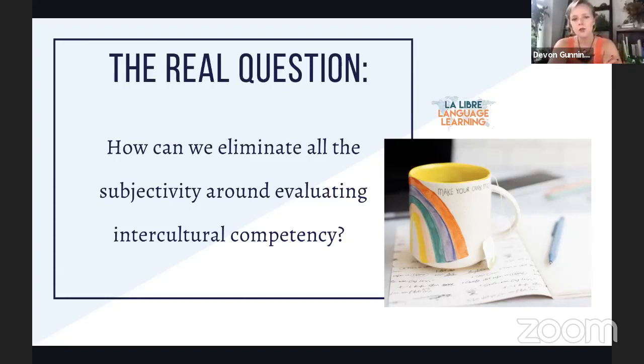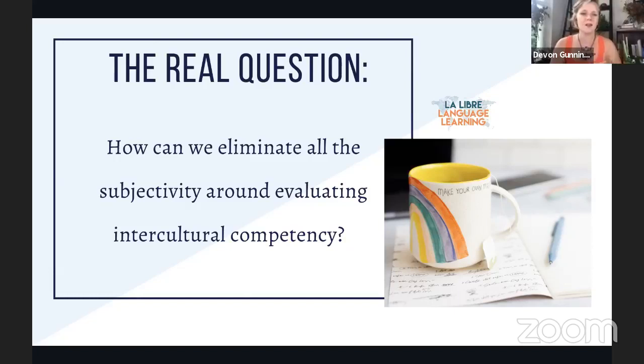So here's a real question then, because at the end of the day, we have a job to do. We have to evaluate our students on their progress in this. And culture and intercultural competency is a huge part of learning a language. Because if you ask most language teachers, that's kind of the reason that they do what they do, including me. So what's a better way that we can do this?